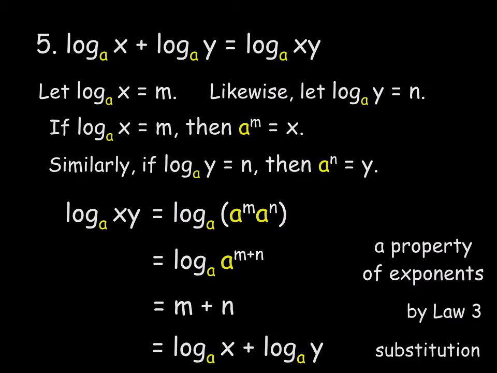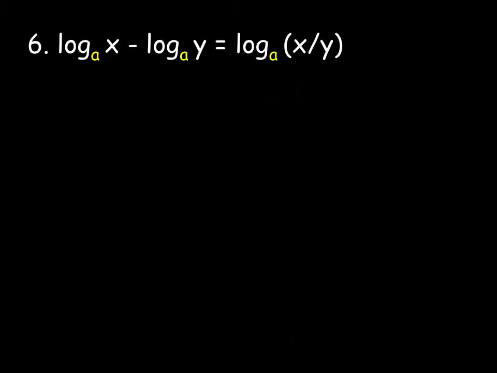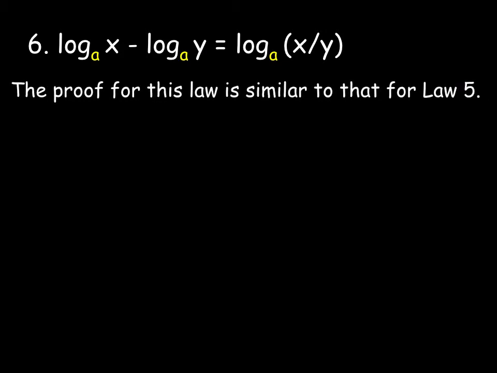Law number 6. The log base a of x minus the log base a of y is equal to the log base a of the quotient x over y. The proof for this law is similar to that for law number 5. Law number 7. The log base a of x to the r equals r times the log base a of x.